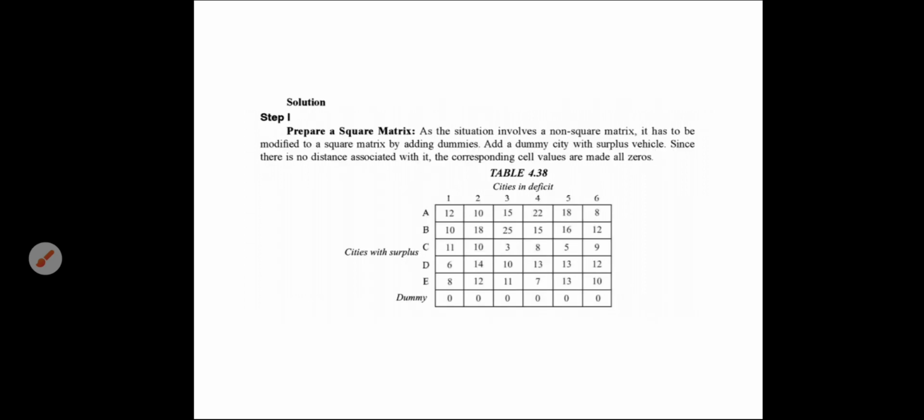Now what is the procedure? The first step, prepare a square matrix. As the situation involves a non-square matrix, it has to be modified to a square matrix by adding dummies. So add a dummy city with surplus vehicle. Since there is no distance associated with it, the corresponding cell values are made all zeros. So you can add one dummy row, after A, B, C, D, E, one more dummy city, and its distance in kilometers is 0.